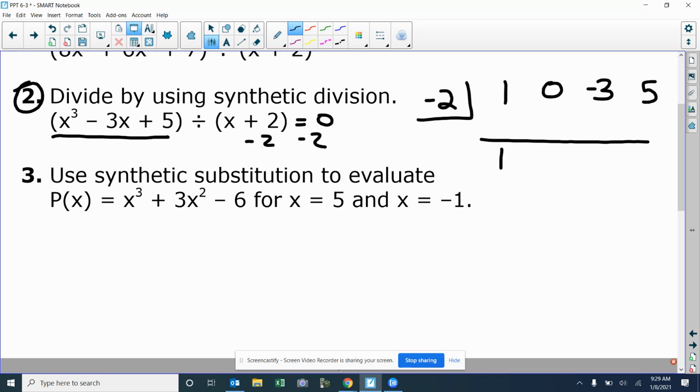Bring down the 1. 1 times -2 is -2. That becomes -2 when we add straight down. -2 times -2 would give me +4. That would give me 1. 1 times -2 would give me -2. And that gives me 3. So we had a power of 3 here, so this is gonna be x squared minus 2x plus 1 plus 3 over what we divided by, which was x plus 2.